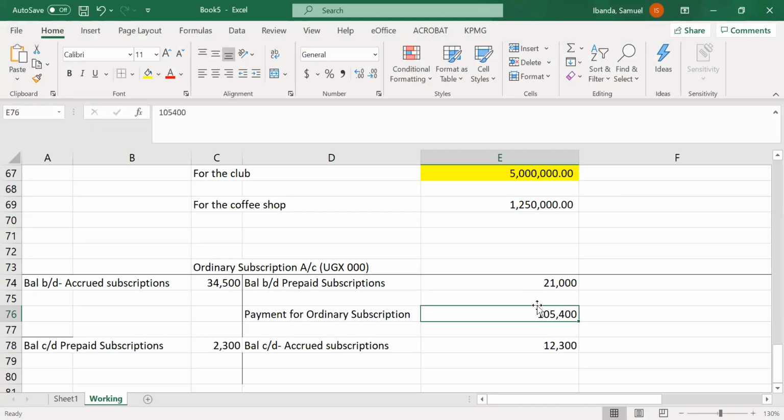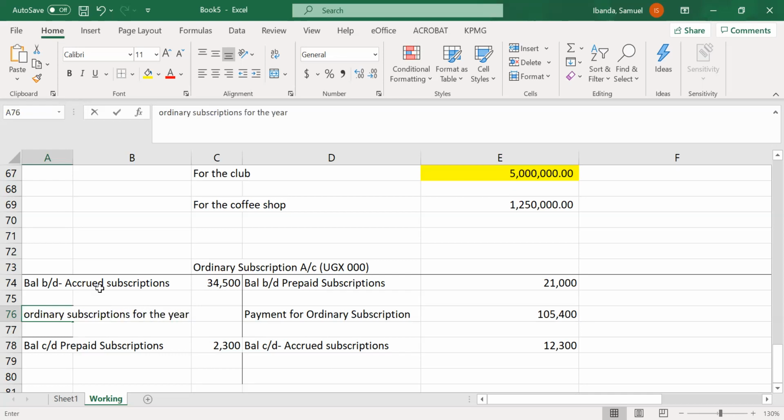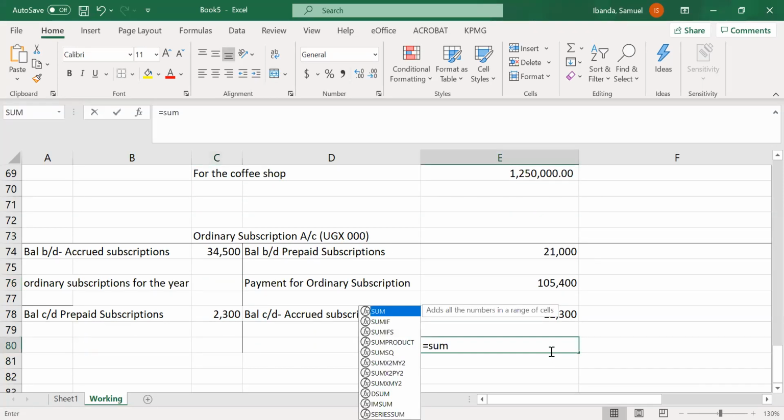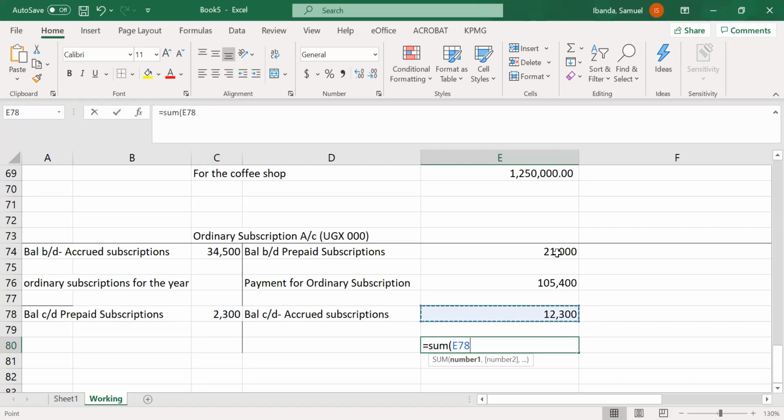So after I've recorded the payment for ordinary subscription, the next thing that I'm going to look at is the subscriptions for the year. So the ordinary subscriptions for the year is what is supposed to be recorded here. Do I know the value? No. How am I going to get the value? I balance off my accounts. So when you add here, the total here, you get 138,700.